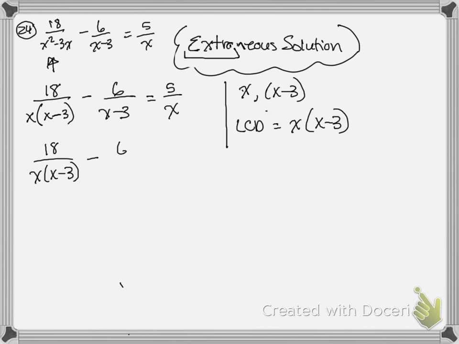But the next term, 6 over x minus 3, is missing the x. And the last term, 5 over x, is missing the x minus 3 factor. All right, now I can clear the denominators, which means they can really just get crossed off.